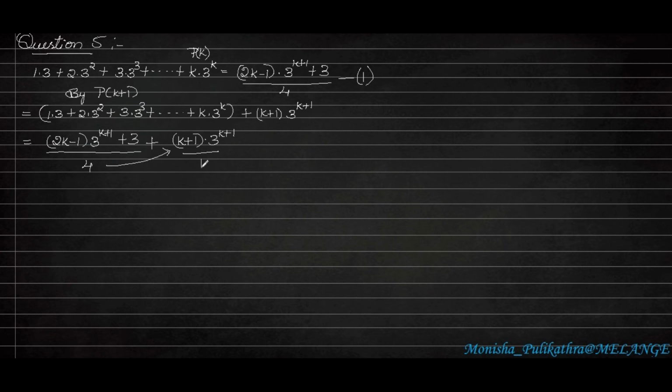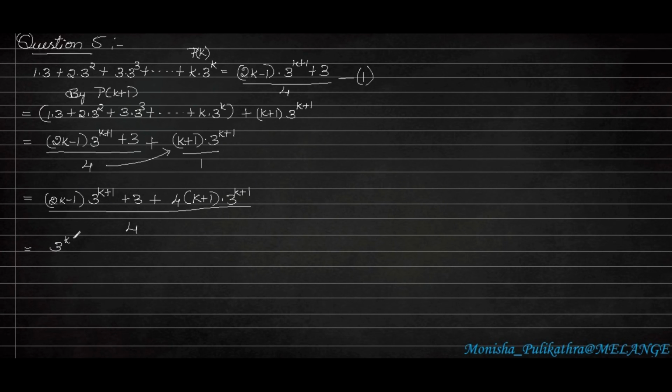So by LCM we have to do the cross multiplication here. We will get 2k minus 1, 3 to the power of k plus 1, plus 3, plus, here 4 gets cross multiplied, so it becomes 4 into k plus 1 into 3 to the power of k plus 1, whole divided by 4. In both of these terms, 3 to the power of k plus 1 is common. So plus 3 we can write separately, only in these two terms, 3 to the power of k plus 1 is common.